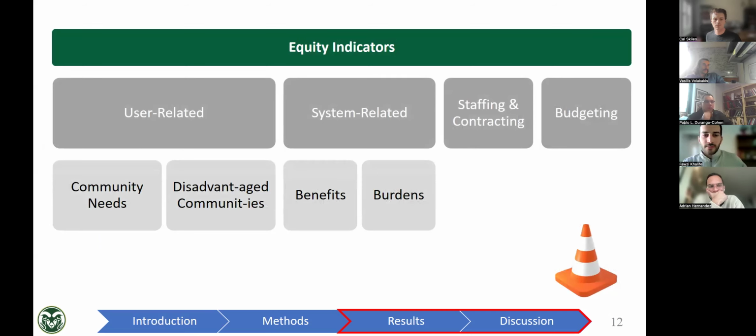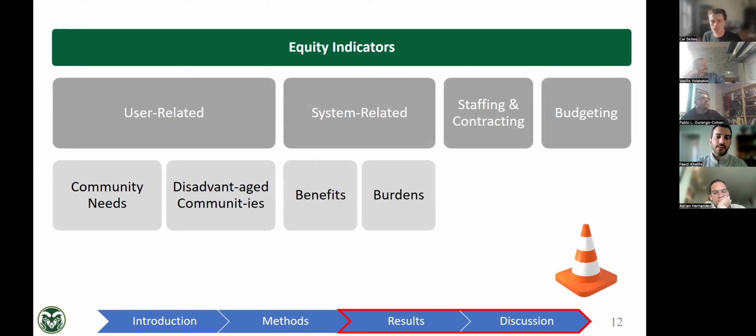In terms of indicators, after analyzing all the data that we had, we categorized the indicators that the professionals shared with us into two big parts, mainly user-related and system-related. There are the other two, which I'll talk about. But first, user-related indicators talk about how to specify which communities we're going to consider in the equity analysis, in terms of disadvantaged communities and so on, and how to measure the community needs and the social impacts of, let's say, bridges, pavements, and sidewalks on communities.